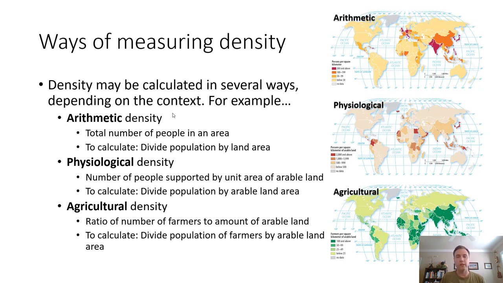So to calculate this, you divide the population of farmers by arable land units, right? In this case, you get a really different looking map. You end up with more rural countries that rely primarily on farming for economic activity and food growth having very high farmers per kilometer of arable land. What that means is that they actually have, in theory, a greater potential for food growth, right? Potential, because obviously there are other factors involved: infrastructure, access to seeds, things like that.